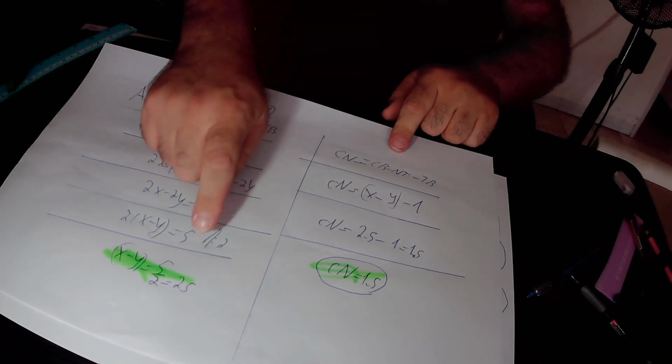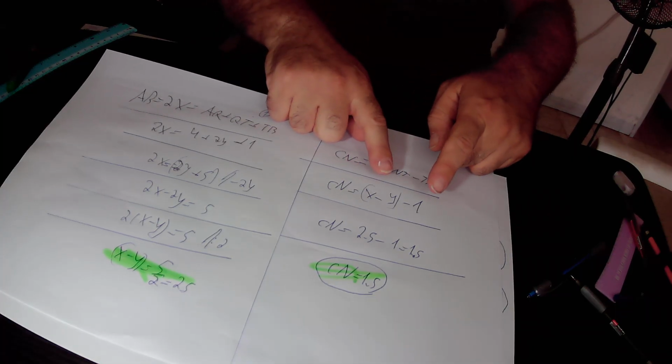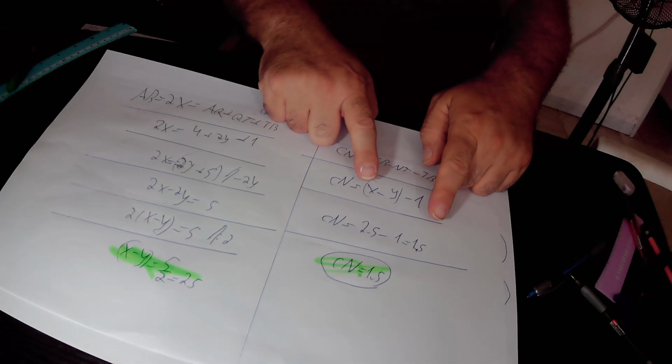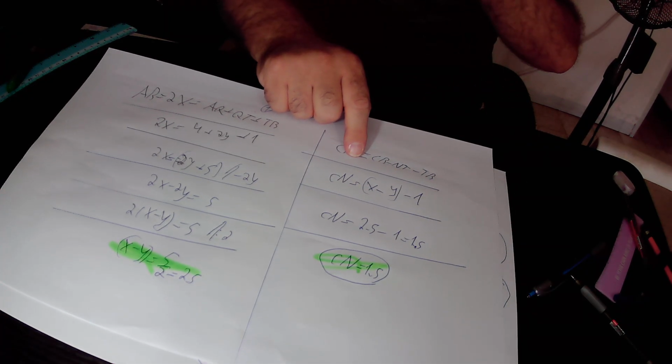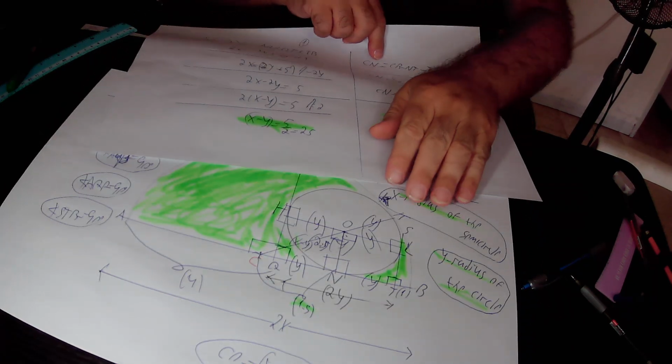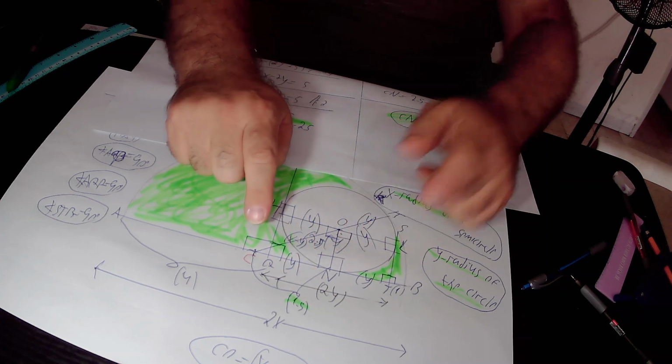x minus y is 2.5. So substitute x minus y by 2.5, minus 1. So 2.5 minus 1 is 1.5. So in total, we found out that the length of the short line segment CN equals 1.5 units. This is the short line segment CN. This equals 1.5 units in its length.